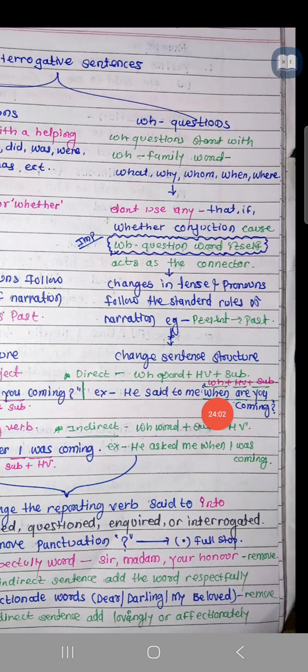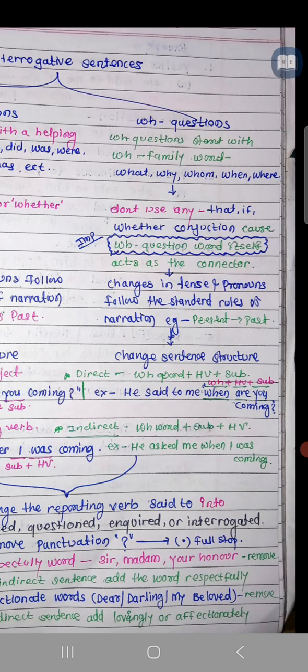Let's see when WH word, helping verb and subject. Let's see in that speech: WH word plus subject plus helping verb. That means what we did in the yes/no types of questions. So firstly, whenever we changed direct into indirect speech, there first we put subject and then the helping verb, and change the sense of those sentences.